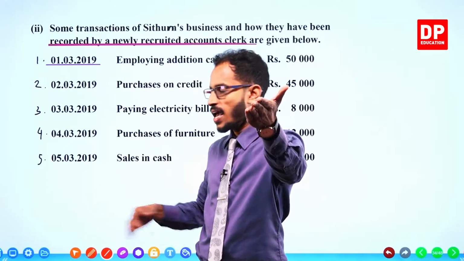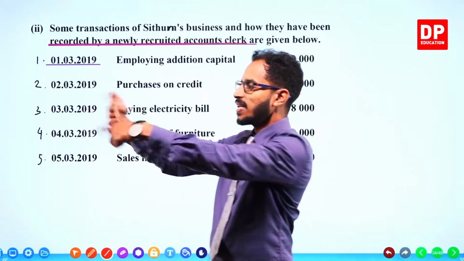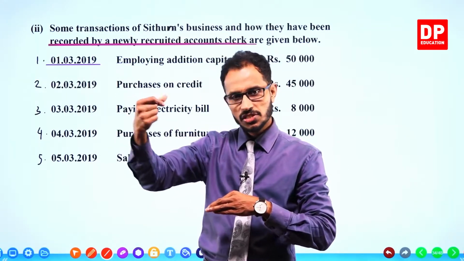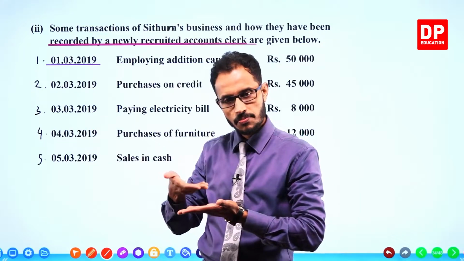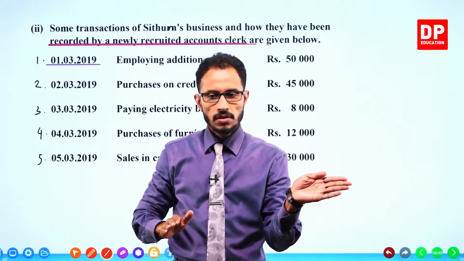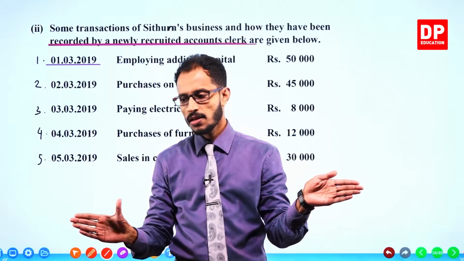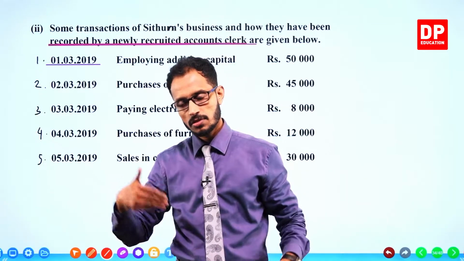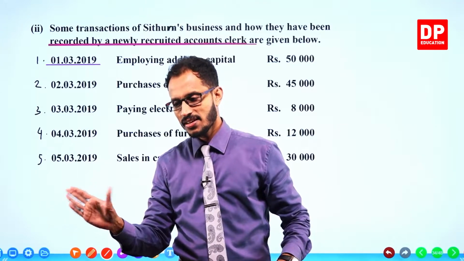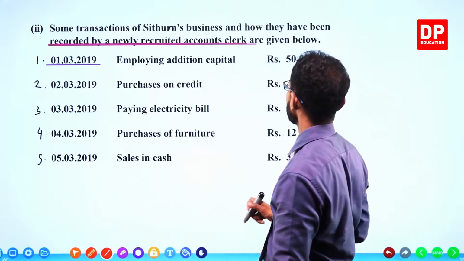What happens with this first transaction? We get cash. Owner brings in cash, right? Cash comes in. Cash account debit. Capital account credit. Cash debit, capital credit. Because the money was brought to the business by the owner, so his capital increases, cash also increases. Let's see how this has been recorded.